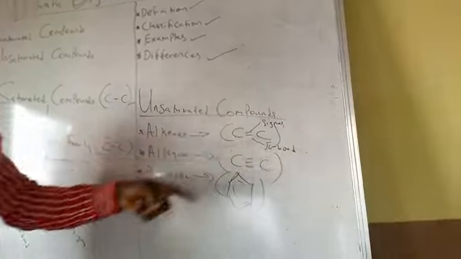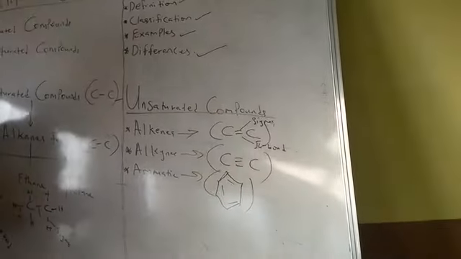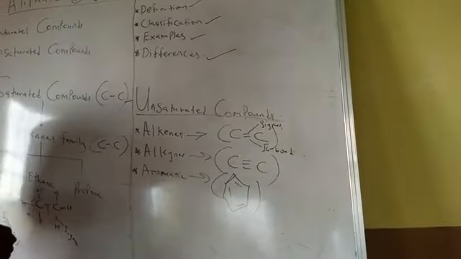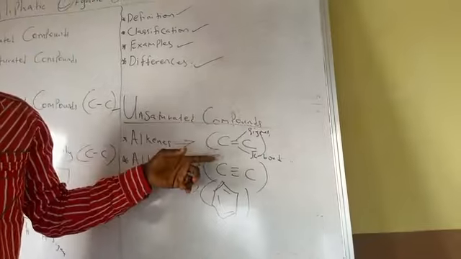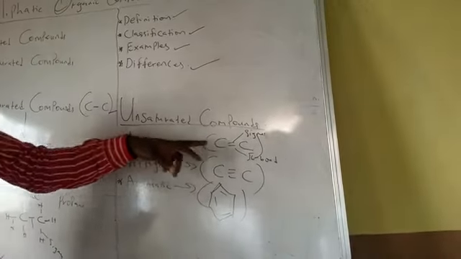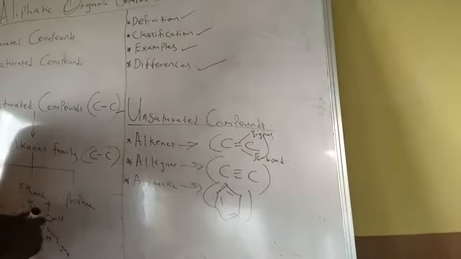A pi bond is breakable, showing that unsaturated compounds are compounds that can undergo addition reactions in the sense that the pi bonds can be broken, while the sigma bonds are the stronger bonds that are unbreakable.